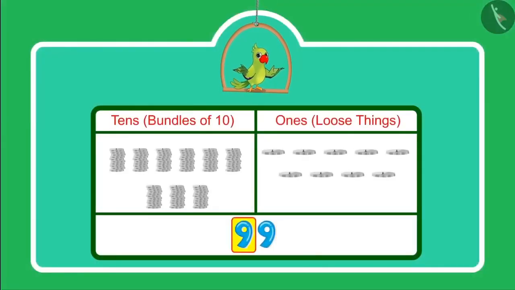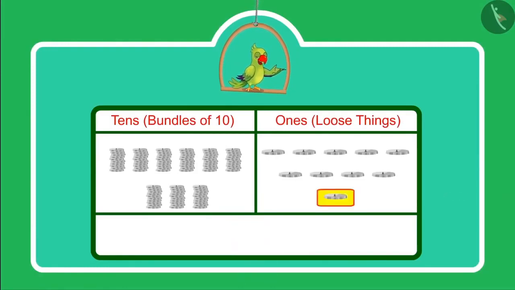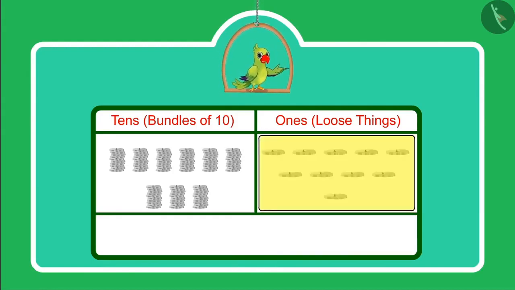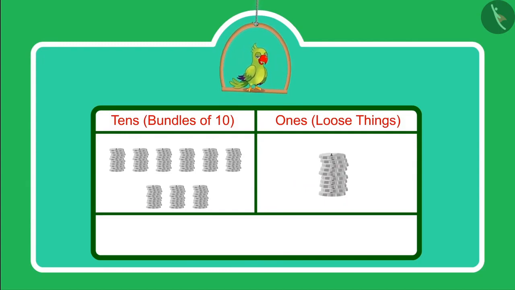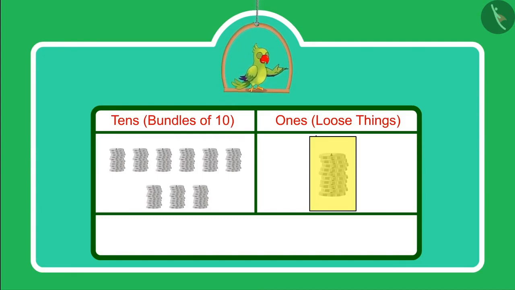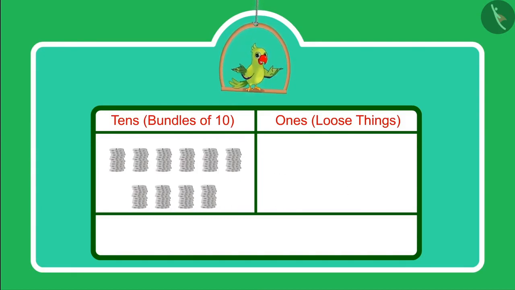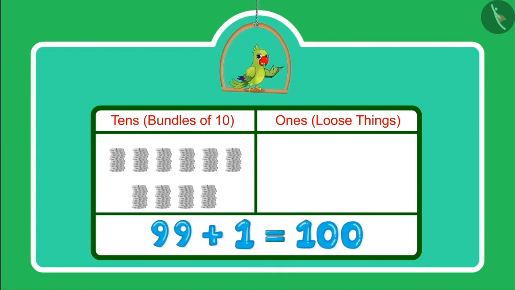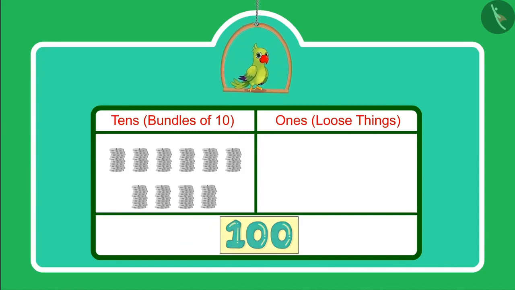There are 9 ones and 9 tens. And if there is one more one in it, then it will become 10 coins, which means 10 ones. And together, 10 ones will make one more group of 10. That means earlier we had 9 tens and now 1 more. And now we have 10 tens, which we call as 100. So 100 comes after 99, which we write like this.